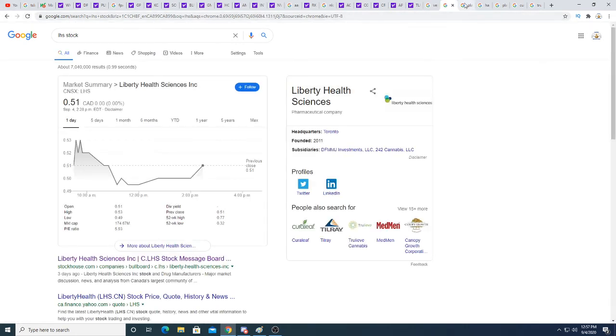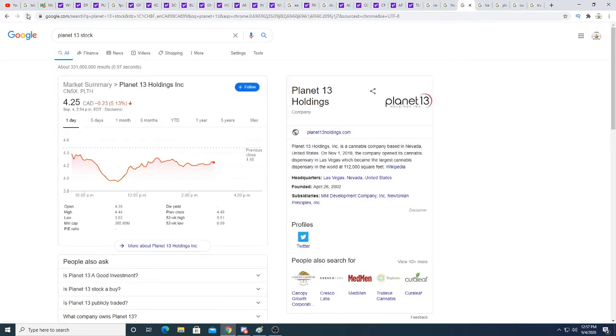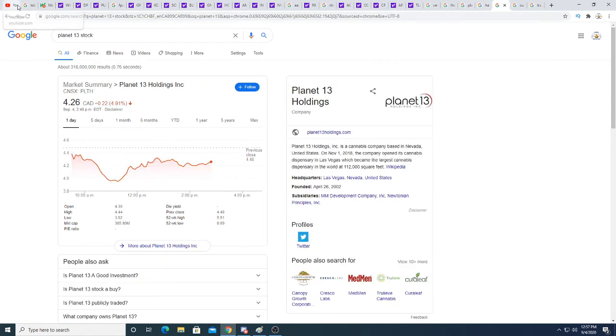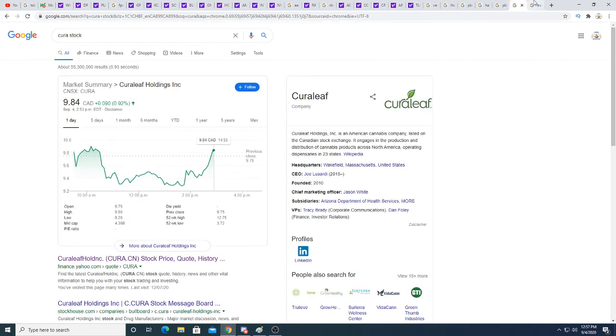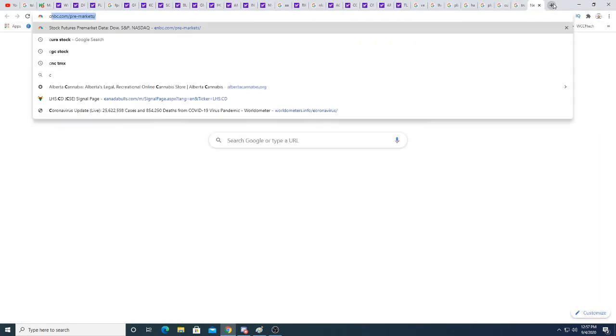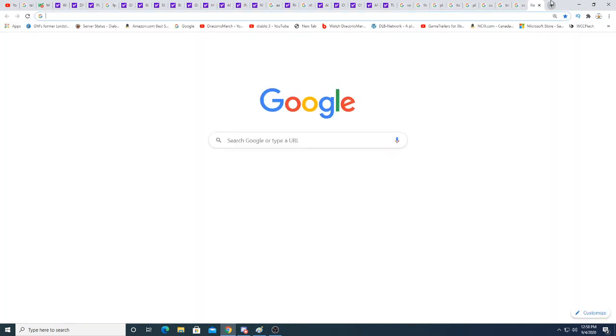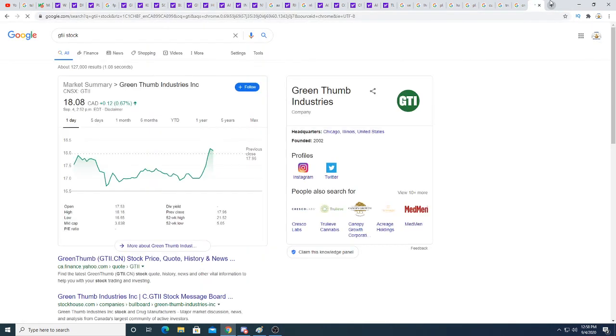Liberty Health Sciences is trading sideways. Planet 13, down 23 cents. Harvest Health, up 2 cents. It bounced. But yeah, Planet 13 today was trading sideways. Kira is bouncing right now, kind of. TruEve, same thing, bouncing right now too. Cresco Labs, what is Cresco Labs doing? It's up 8 cents. GTI, bouncing too. Anyways, this is it for my video.